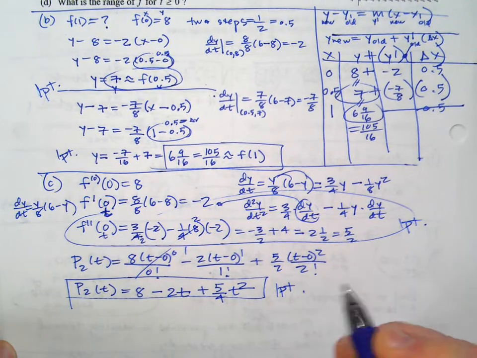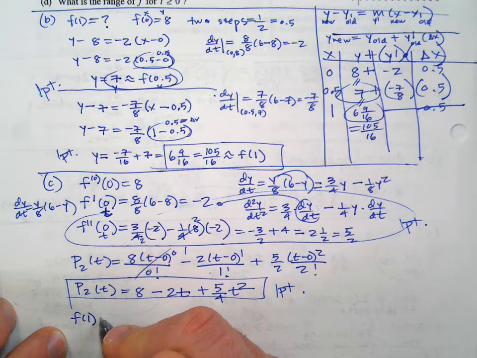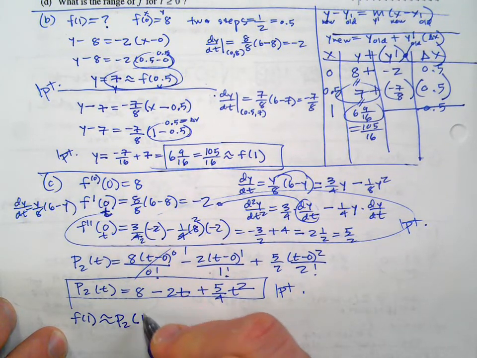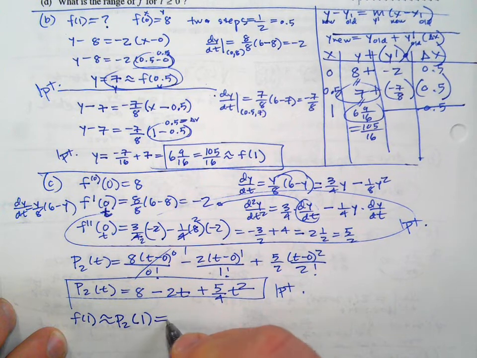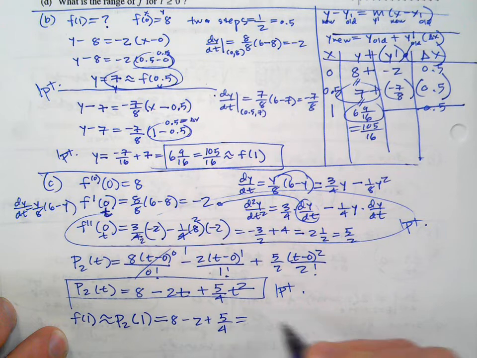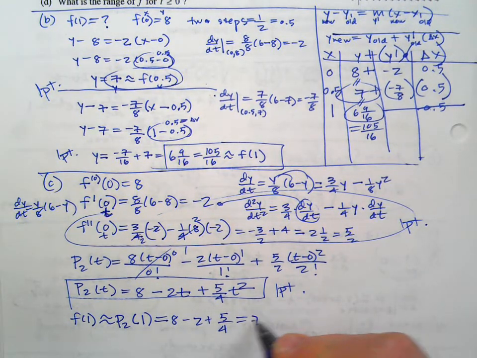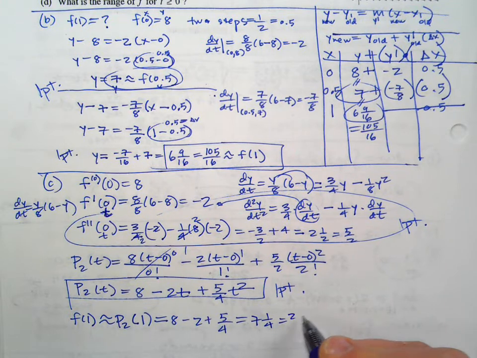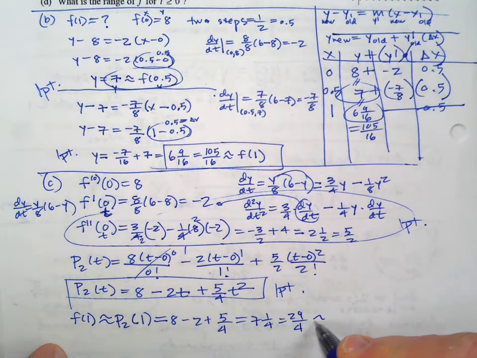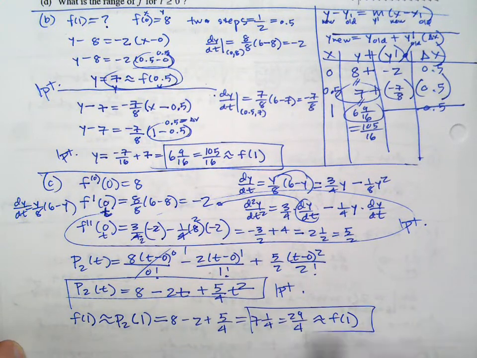Now don't forget, we have to use it to approximate. So f of 1 is the exact value. It's approximated by plugging 1 into our Taylor polynomial. And so we get a 6 plus 5/4, so that's 7 1/4 or 29/4 is the approximation for f of 1 from the Taylor polynomial. So that's worth a point.